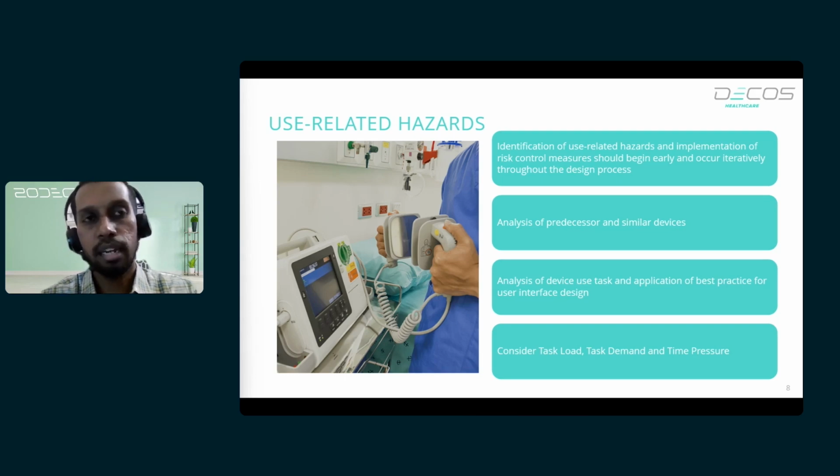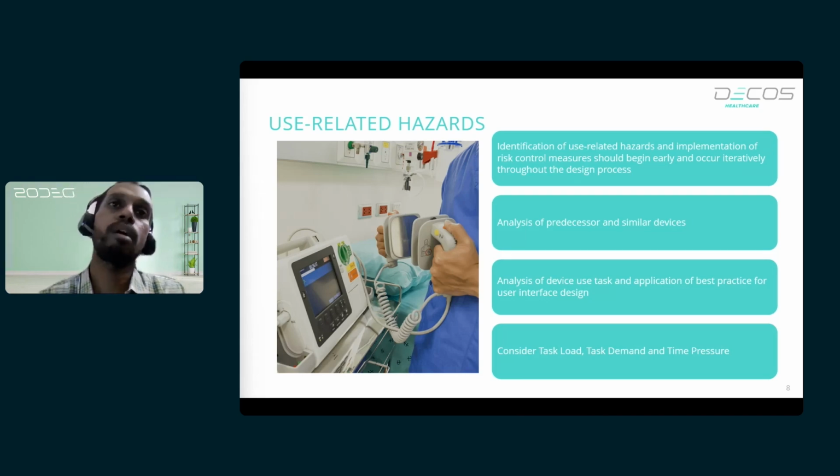So if one particular use task is going to fail, what is going to be the resultant risk, and what is going to be the hazard for this particular risk would be completely bifurcated. So that is going to be analysis of device use task. And this input would be taken as a primary source of input during the device user interface design.